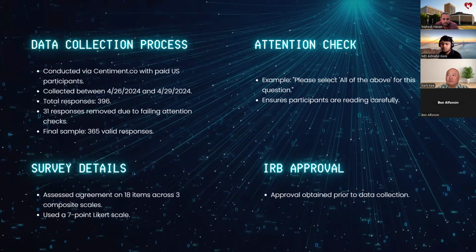First, we got the IRB approval, so approval was obtained prior to the data collection. And then we went through a survey company known as sentiment.co. So we collected the data between April 26 and April 29, and they gave us a total of 396 responses. And we had to remove 31 responses because of failing the attention check.